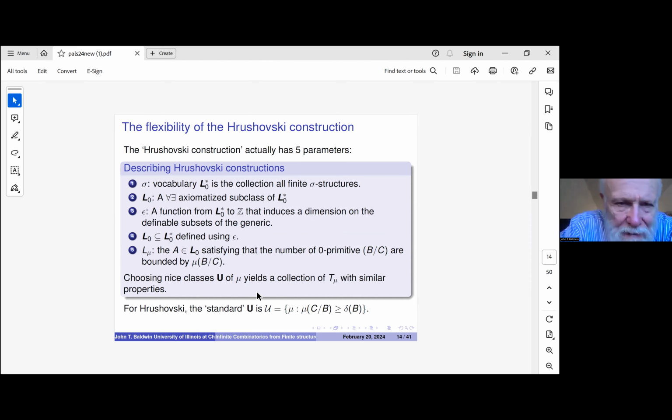So when I say the method, I mean that the Hrushovski construction actually has 5 parameters. You have to decide on what the vocabulary is going to be. And in Hrushovski, then you take all the finite structures, although when I say all, I'm thinking of the relations as being hypergraphs. And then some, perhaps universal, but Pi 2 will do, axiomatized subclass of these finite structures.